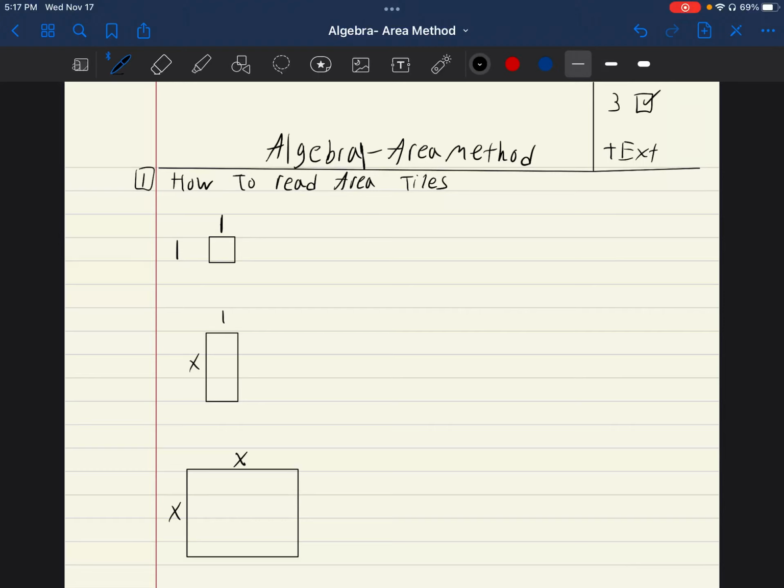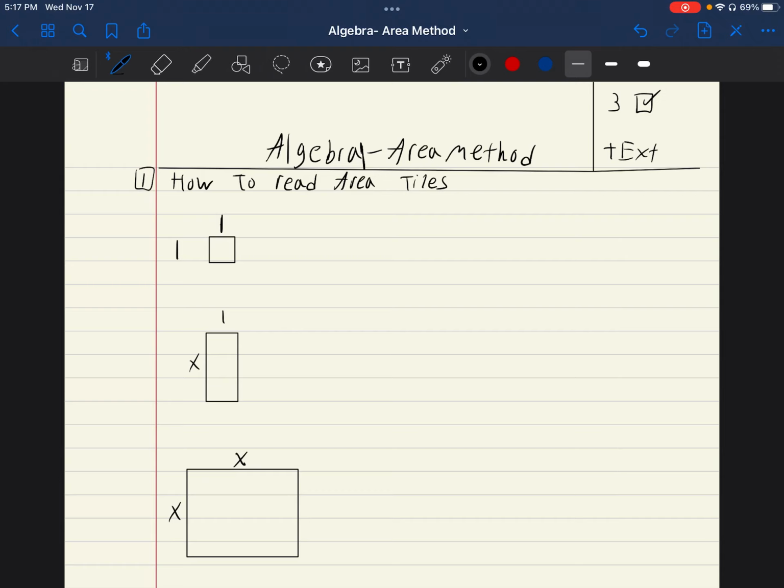Hello, class. So today we will be talking about Algebra 1, the area method, and how to read area tiles. In this lesson, we will have three problems plus one extension. And we'll talk about the extension problem more towards the end.